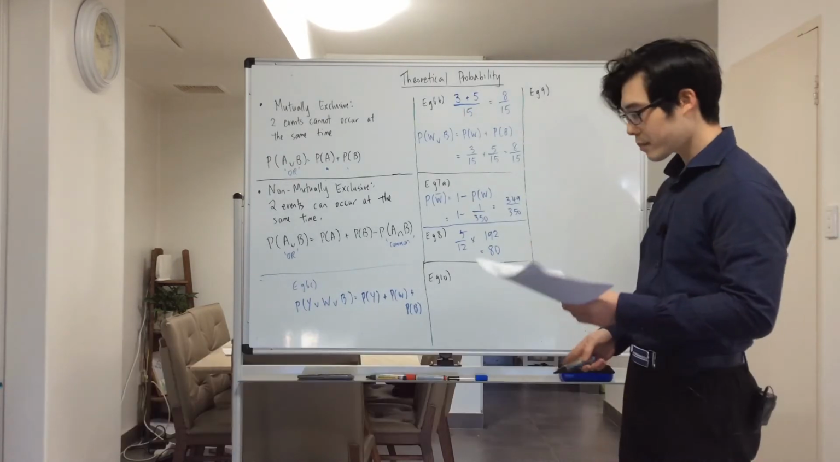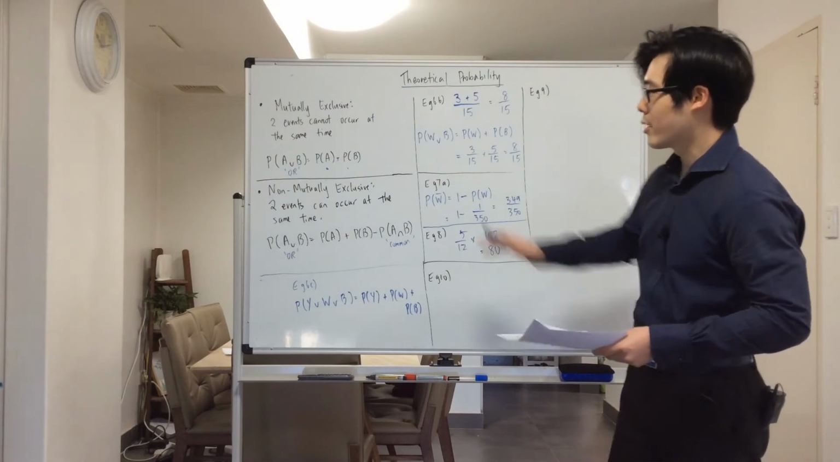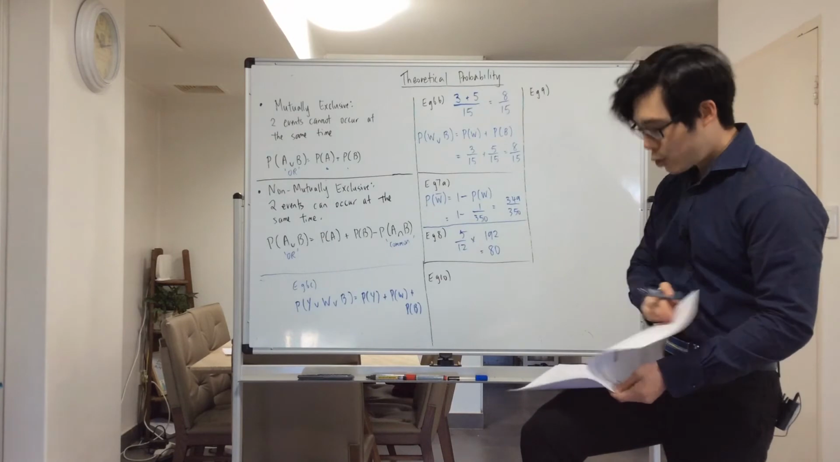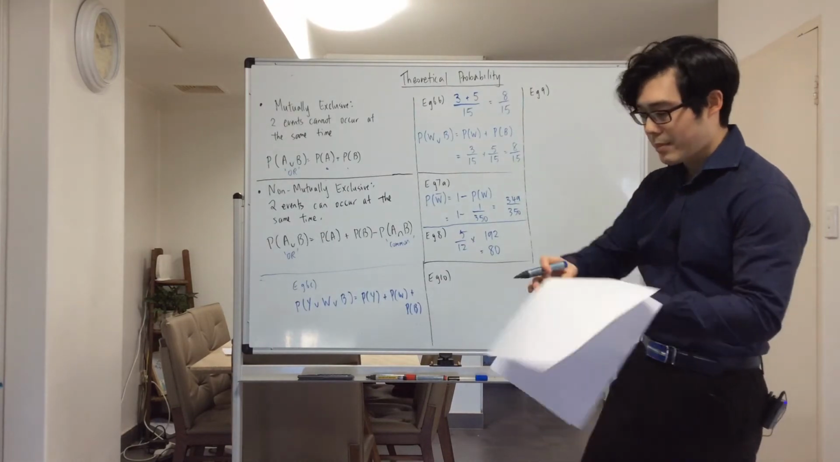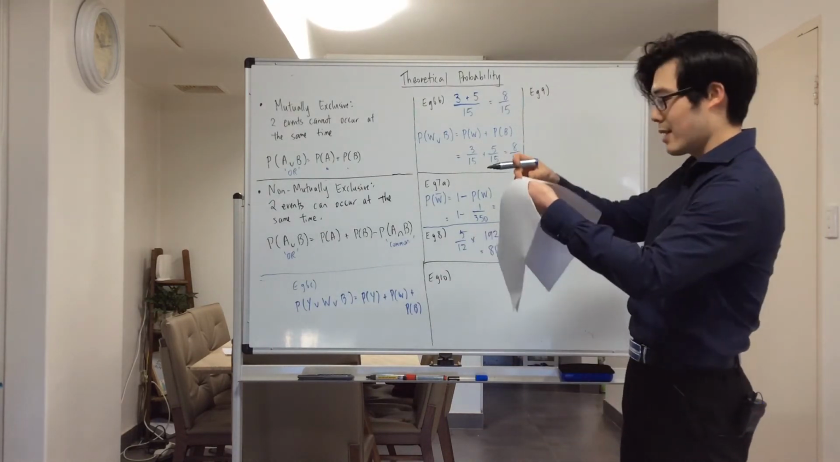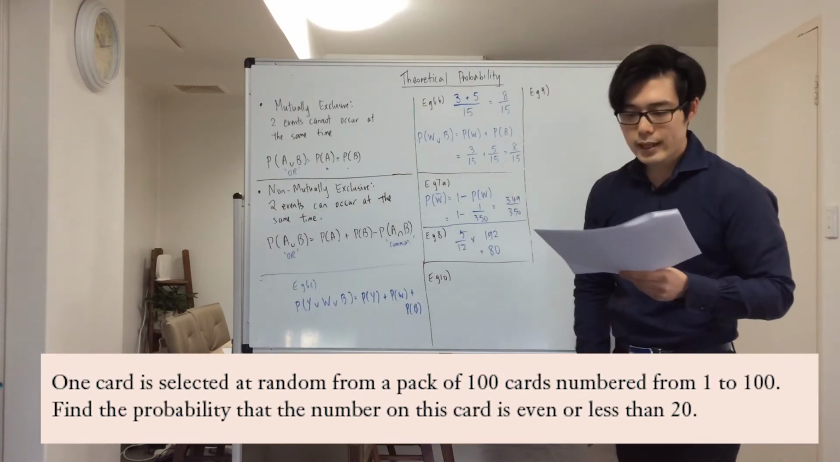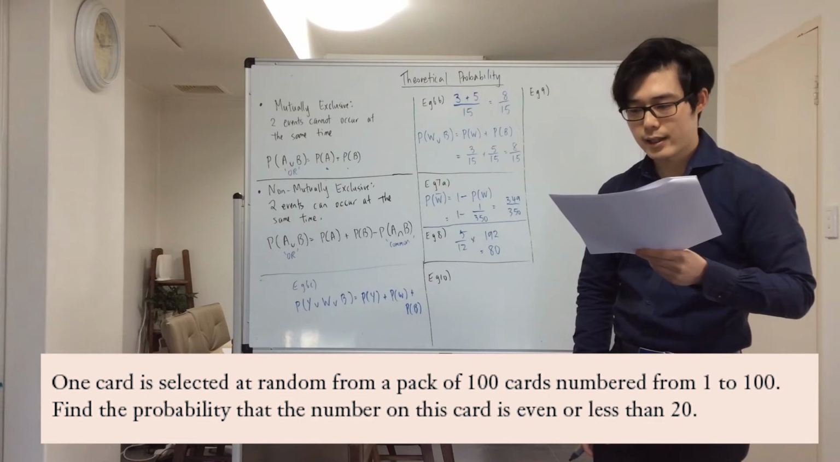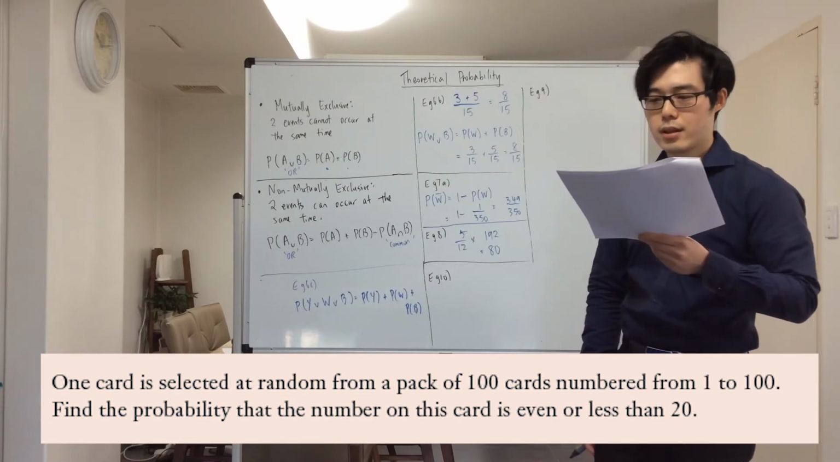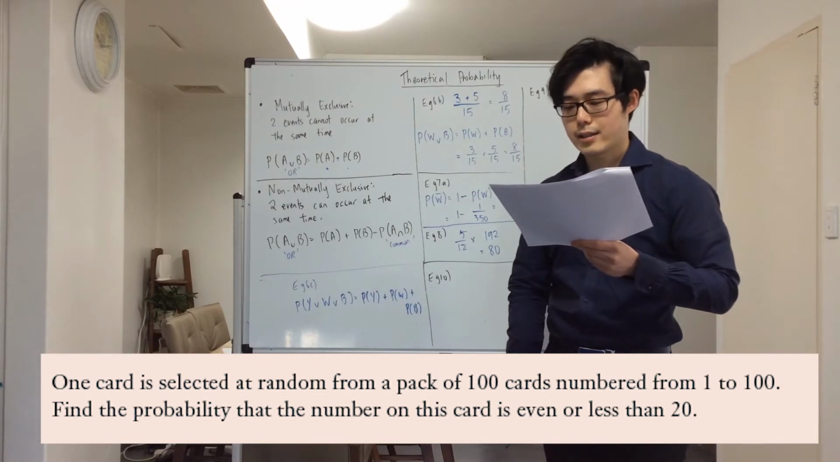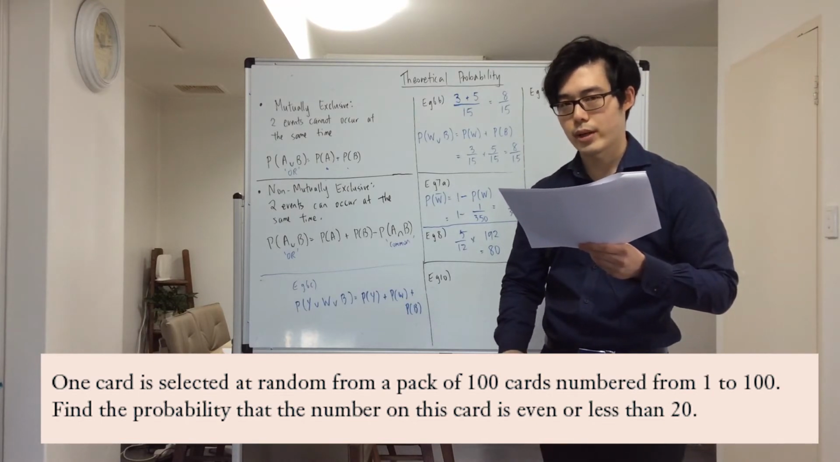All right, now let's have a look at non-mutually exclusive events, which is the next exercise. This is when two events can occur at the same time, and there's a really good example for this, which is example 9. So let's have a look. One card is selected at random from a pack of 100 cards, numbered from 1 to 100. Find the probability that the number on this card is even or less than 20.